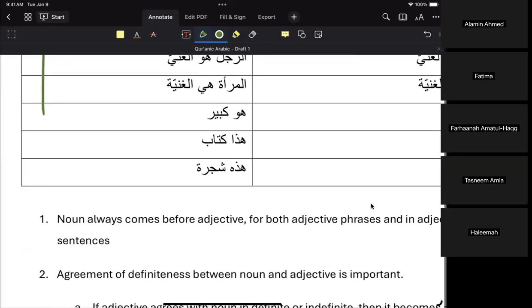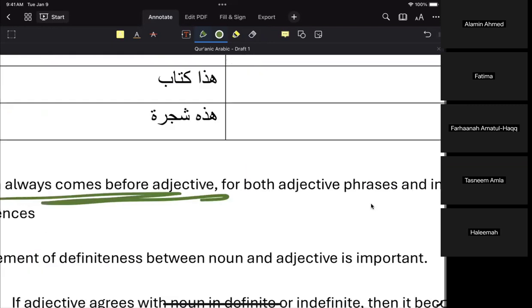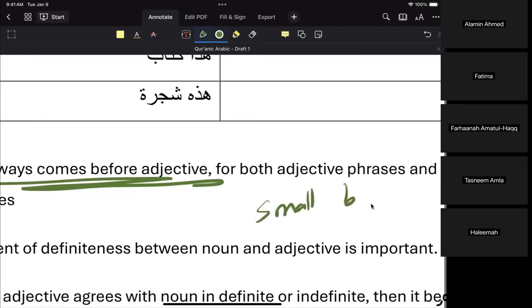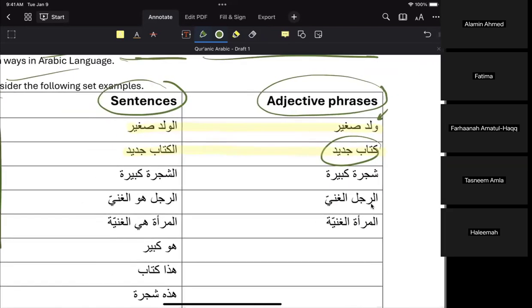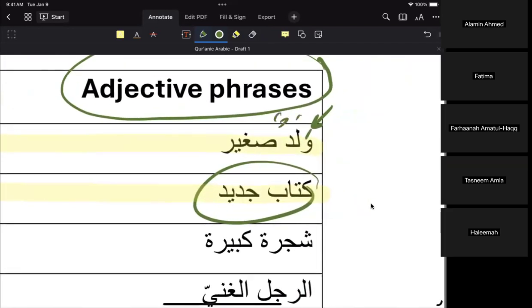So look what it says. The noun always comes first before the adjective, which is not the case with English. When you make an adjective phrase, you say small boy, right? But in Arabic, we do it the other way. We always bring the noun first, then we describe it. So look what we have: waladun saghirun. So this becomes an adjective phrase. Just have your noun first and any adjective that you want to describe it with, just put them side by side. You have an adjective phrase. Okay?